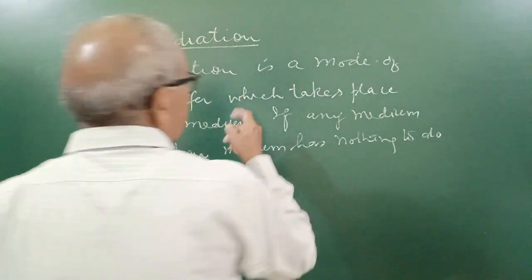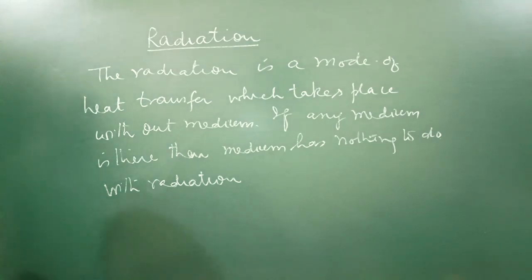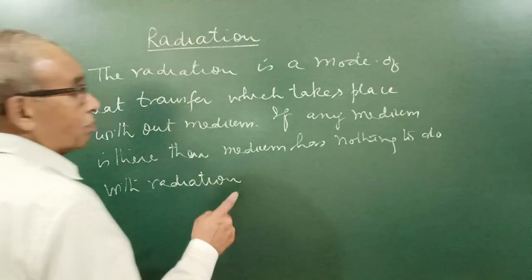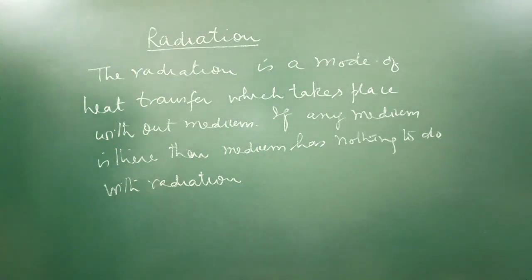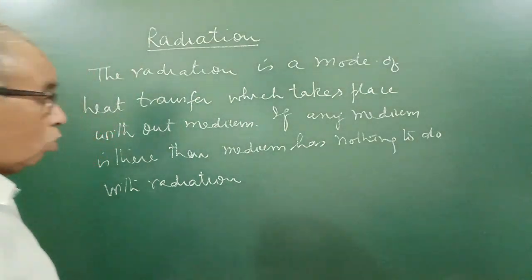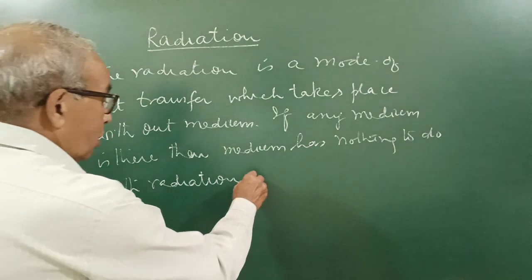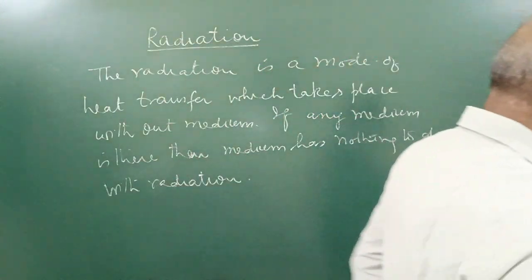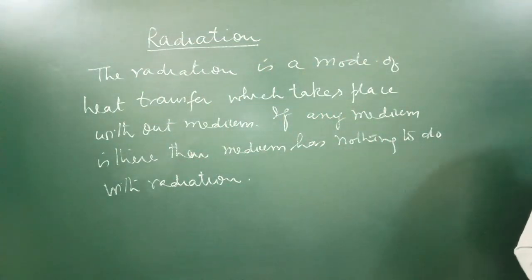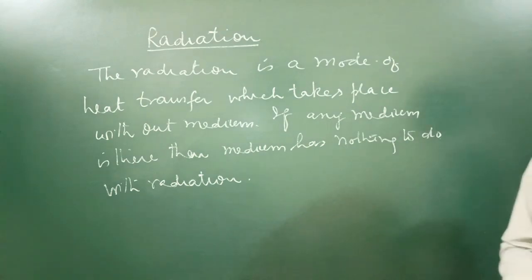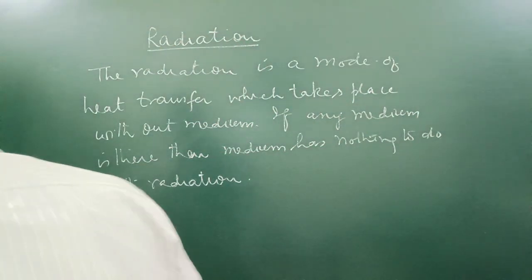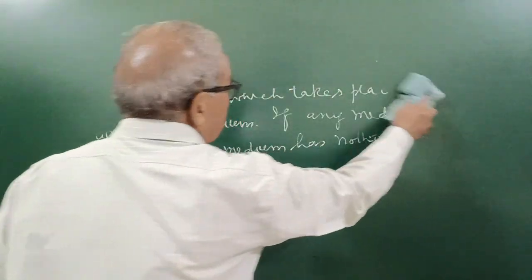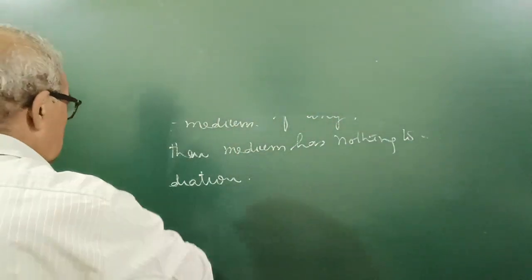So radiation is a mode of heat transfer which takes place without a medium. If any medium is there, then the medium has nothing to do with the radiation. It means the intervening medium does not affect the process of transfer of heat through radiation. In fact, we are getting heat from the sun by this method. What is it that is carrying the radiation from the sun?